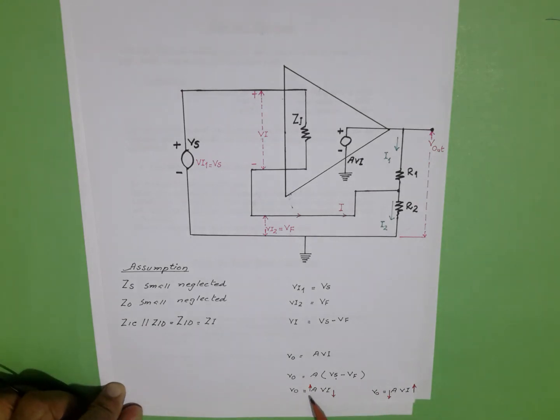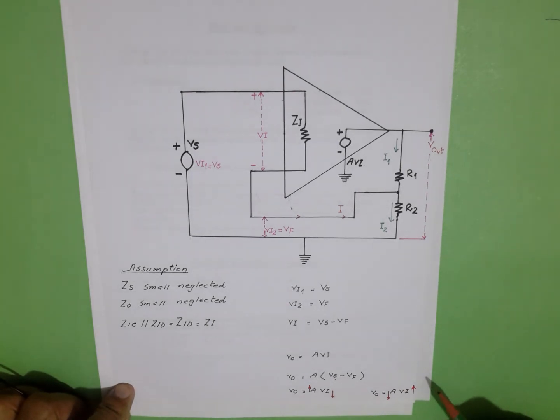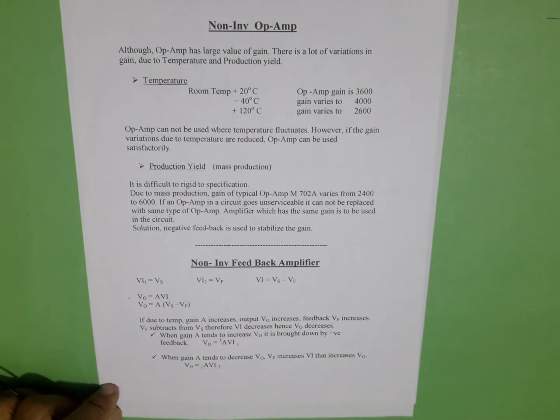Here, when gain A tends to increase V naught, the feedback voltage increases, which subtracts from the signal, and V input decreases by the same amount, and the V naught remains constant. In the second case, if the gain A tends to decrease the V naught, the feedback voltage Vf will decrease, and it subtracts from signal voltage, and V input increases by the same amount, and the V naught becomes constant.